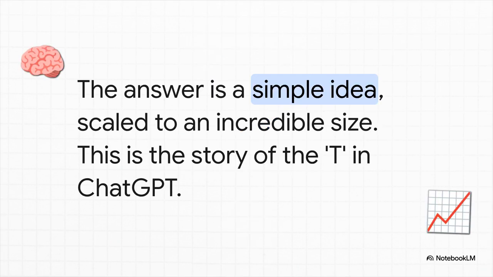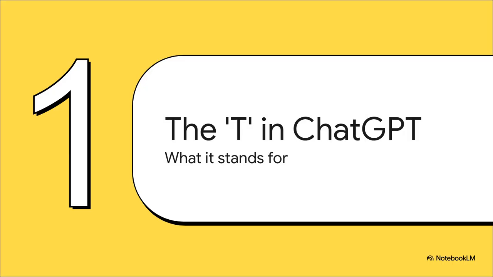Well, the answer is kind of surprising. The magic here, it's not some single, impossibly complex algorithm. It's actually a pretty simple idea, just scaled up to an incredible size. So this is the story of the T in ChatGPT. We are going to break down that T, what it is, how it works, and seriously, why it changed absolutely everything. Let's dive in.